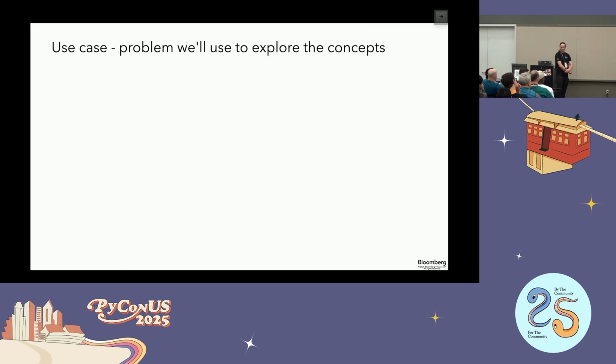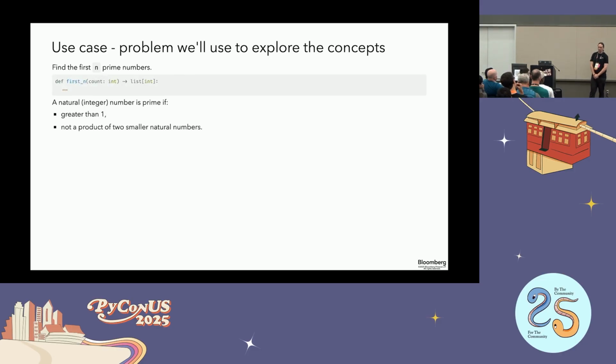So let's go into a use case. If you want to learn about how we do it, we need to have a problem we want to solve. The problem we want to solve is find the first n prime numbers. What is a prime number? Well, a prime number is a number that is greater than 1, and it's not the product of two smaller natural numbers. You can see here, for example, how such a method's interface would look like.